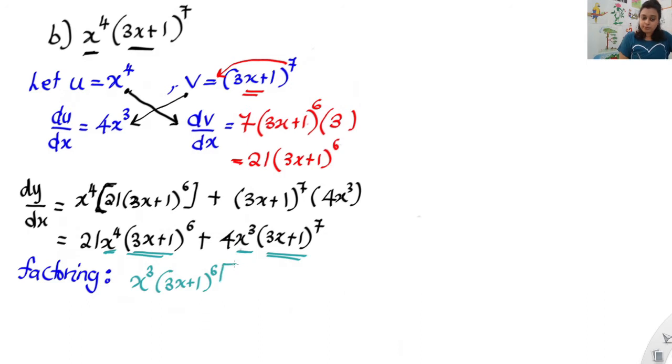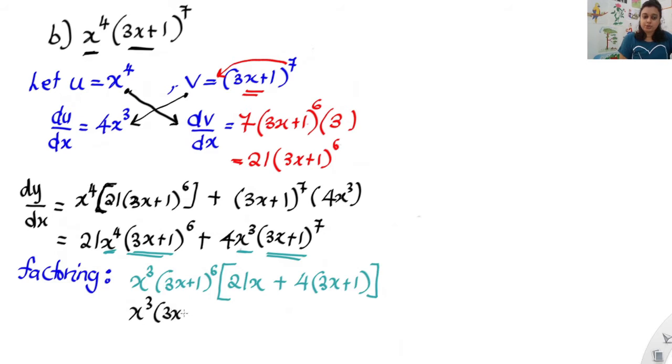Now put the big bracket because we need to write the remaining. What is remaining for the first one? 21x is remaining, because here x power of 4, but outside only got x power of 3, so we need another x here. Then plus, anything else remaining here? Yes, 4 is remaining. x power of 3 no need because outside got already. Here 3x plus 1 is remaining, because outside got only power of 6 but here is power of 7, so we need one more. Done. Once you do this, you are almost good to go.